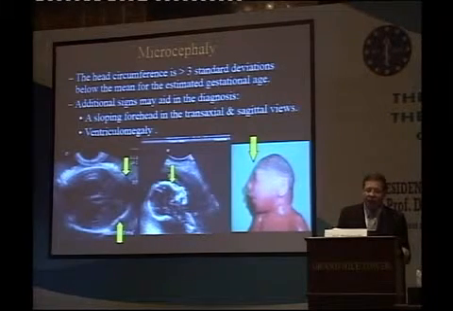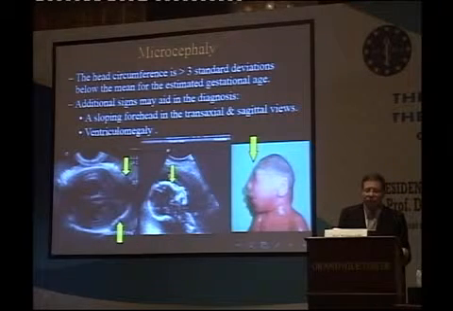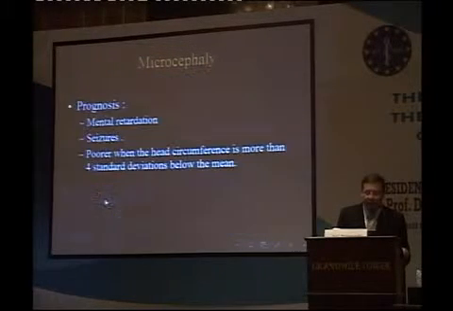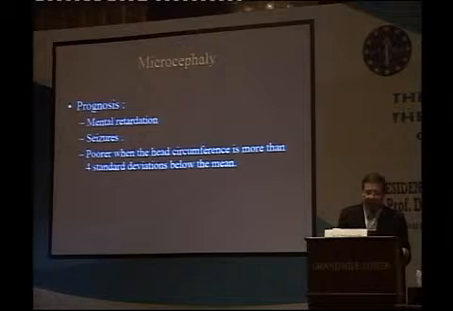father. Microcephaly: head circumference more than 3 standard deviations from the normal, and usually you have a sloping forehead and a ventriculomegaly. Again, this is another cause of neonatal seizures, and the prognosis is much poorer if you found in your report that the head circumference is more than 4 standard deviations below the mean.